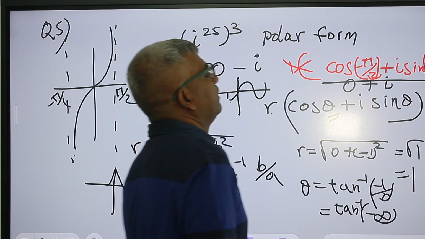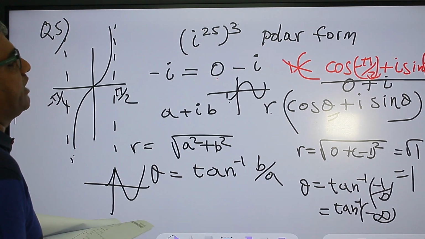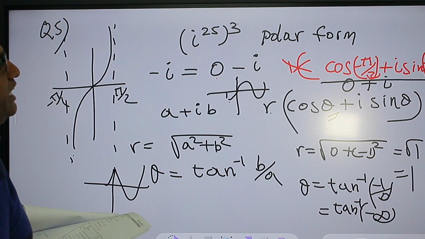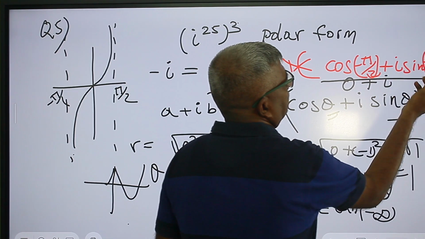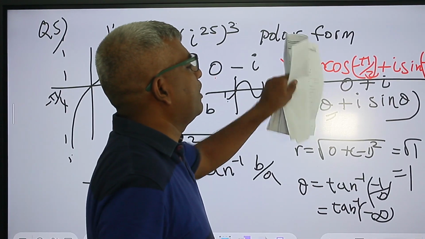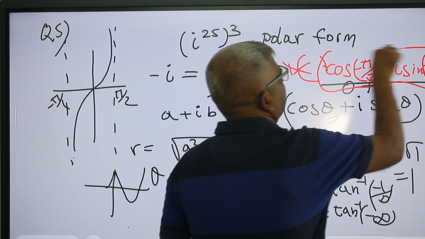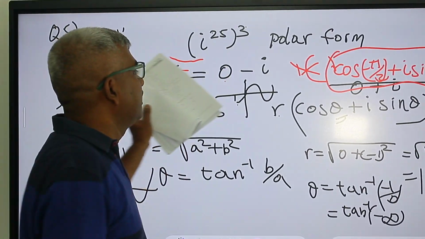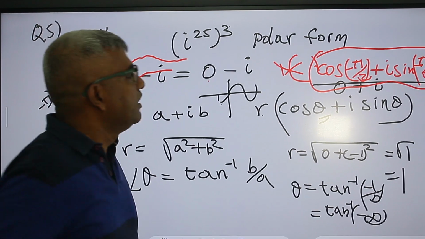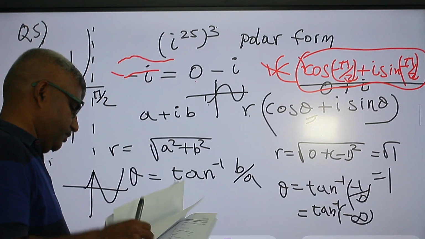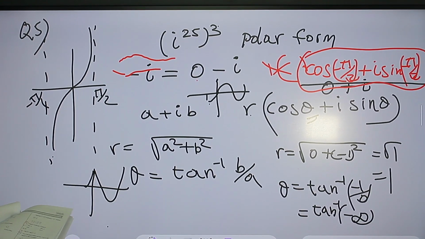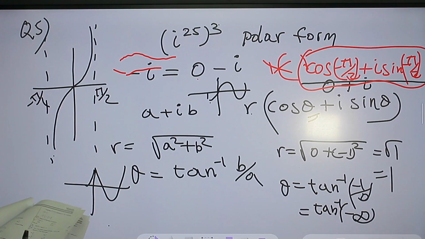So what we have to do? Polar form: cos minus pi by 2 plus I sin minus pi by 2. If they want to further simplify, no need to, since they ask the polar form, you stop like this. Okay. If they want to simplify, again we have to reduce it. We got it only from the minus I. So we have to stop at cos minus pi by 2 plus I sin minus pi by 2. Copy it down.